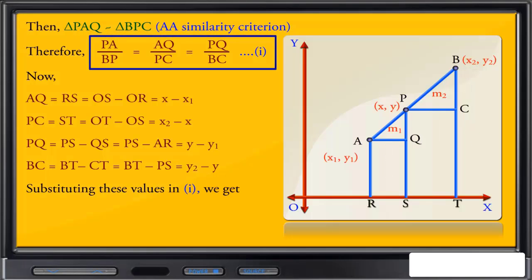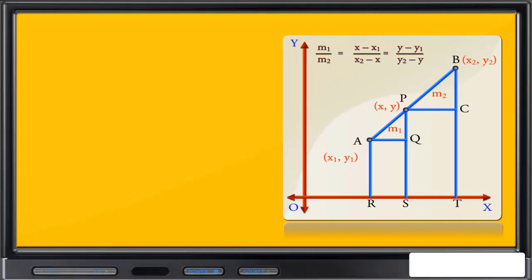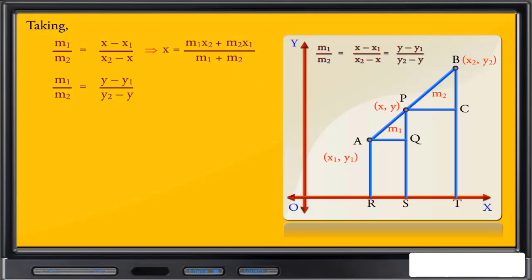Substituting these values in 1, we get m1 upon m2 is equal to x minus x1 upon x2 minus x is equal to y minus y1 upon y2 minus y. Taking m1 upon m2 is equal to x minus x1 upon x2 minus x, we get x is equal to m1 into x2 plus m2 into x1 upon m1 plus m2. Similarly, taking m1 upon m2 is equal to y minus y1 upon y2 minus y, we get y is equal to m1 into y2 plus m2 into y1 upon m1 plus m2.